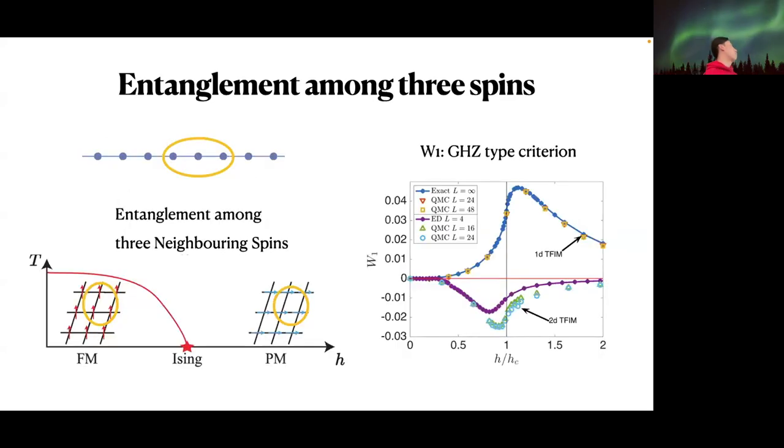In our case, we have a more complicated situation where we have a mixed state of three spins. For the transverse field Ising model, we find that in 1D, there's one criterion that detects the tripartite entanglement, but not in 2D. That said, it's only a criterion for tripartite entanglement. The criteria are not as good as for two-party entanglement. They only detect entanglement of one flavor, and they miss many entangled states.